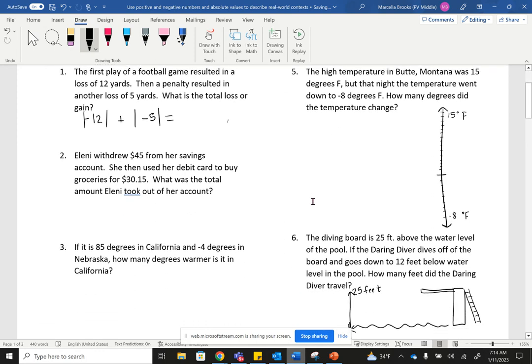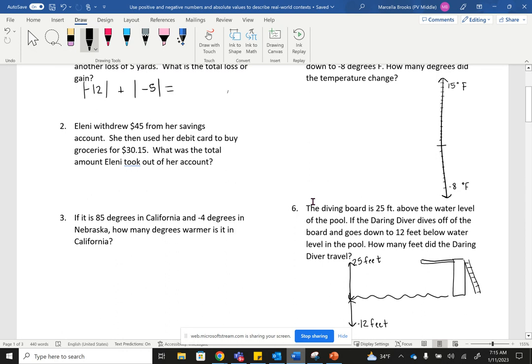Number 2. Eleni withdrew $45 from her savings account. She then used her debit card to buy groceries for $30.15. What was the total amount Eleni took out of her account? So that one's similar, just set it up. It's pretty much just like number 1.